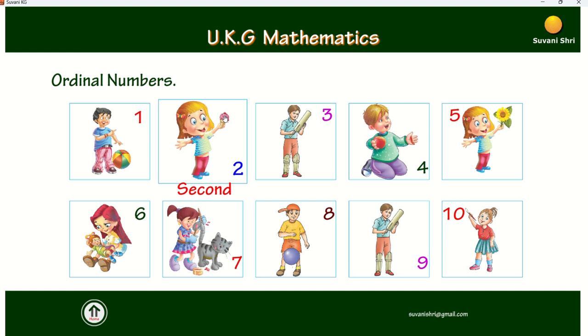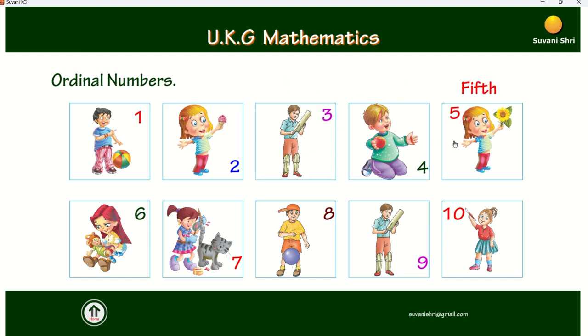Priyanka has an ice cream at second place. She is number 2. Lily has a flower at fifth place. She is number 5.